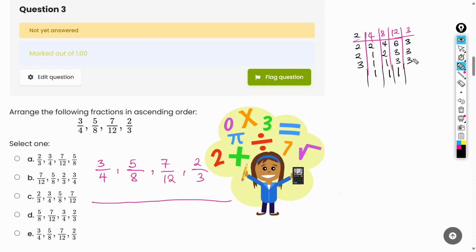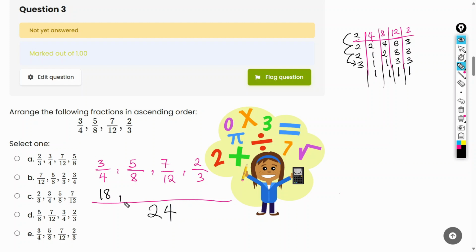3 into 3 is 1. 3 into 3 is 1. So our LCM is 2 times 2, which is 4, times 2, which is 8, times 3, which is 24. So our LCM is 24. Okay, now we divide and then multiply by our numerator. Divide the denominators and multiply by our numerator. So 4 into 24 is 6. And then 6 times 3 is 18.